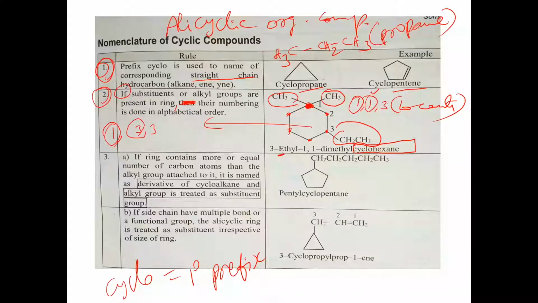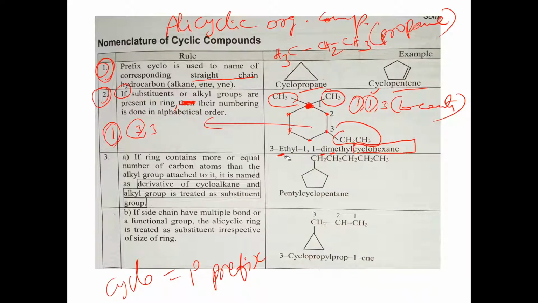Ethyl only we have to mention first. So 3-ethyl, 1,1 dimethyl cyclohexane. Here D should not be taken; M should be taken in alphabetical order. Is the methyl group a complex substituent? No, it is a simple substituent, a simple alkyl group. That's why for simple alkyl groups, the letter M only should be taken here. We should not take D in alphabetical order.